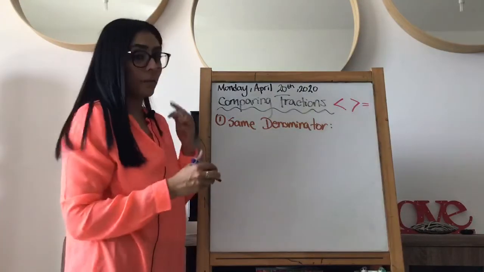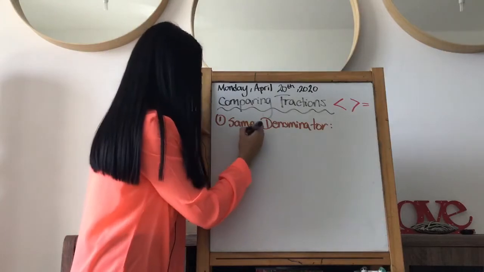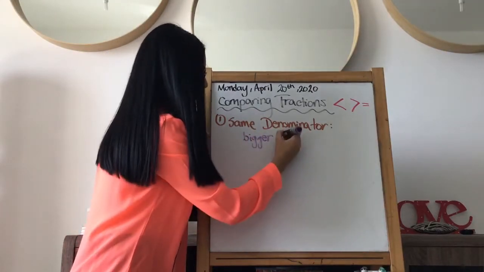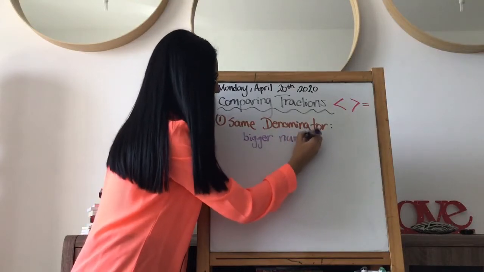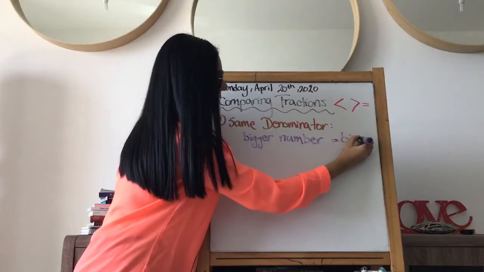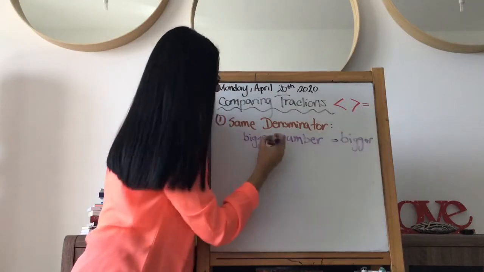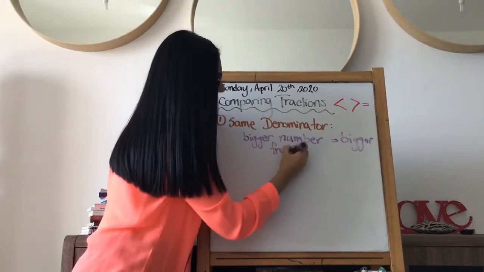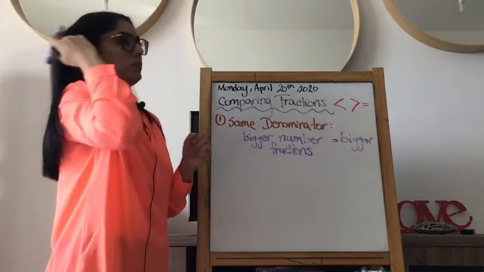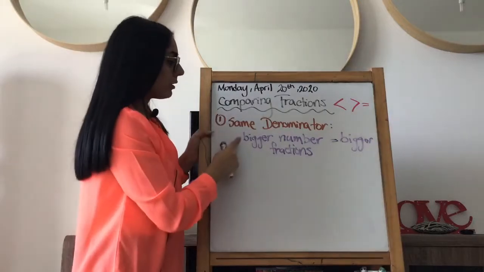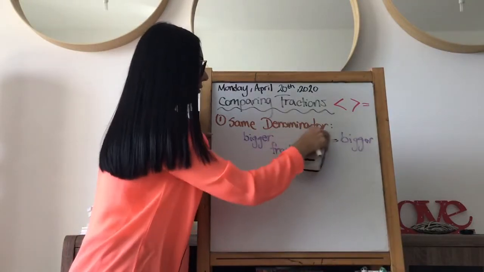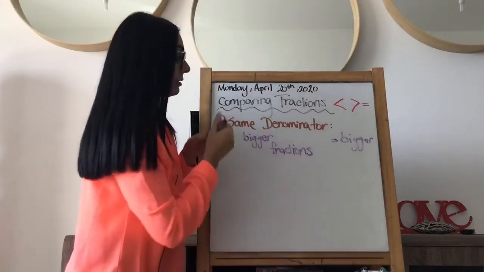So as soon as you see the denominators are the same, the rule is the bigger numerator is equal to bigger fraction. I'm not writing full sentences for many reasons. One, because I have a small board, but 2, because that would just take way too long. So bigger, sorry, not number, I meant to say numerator. Bigger numerator means it's a bigger fraction.